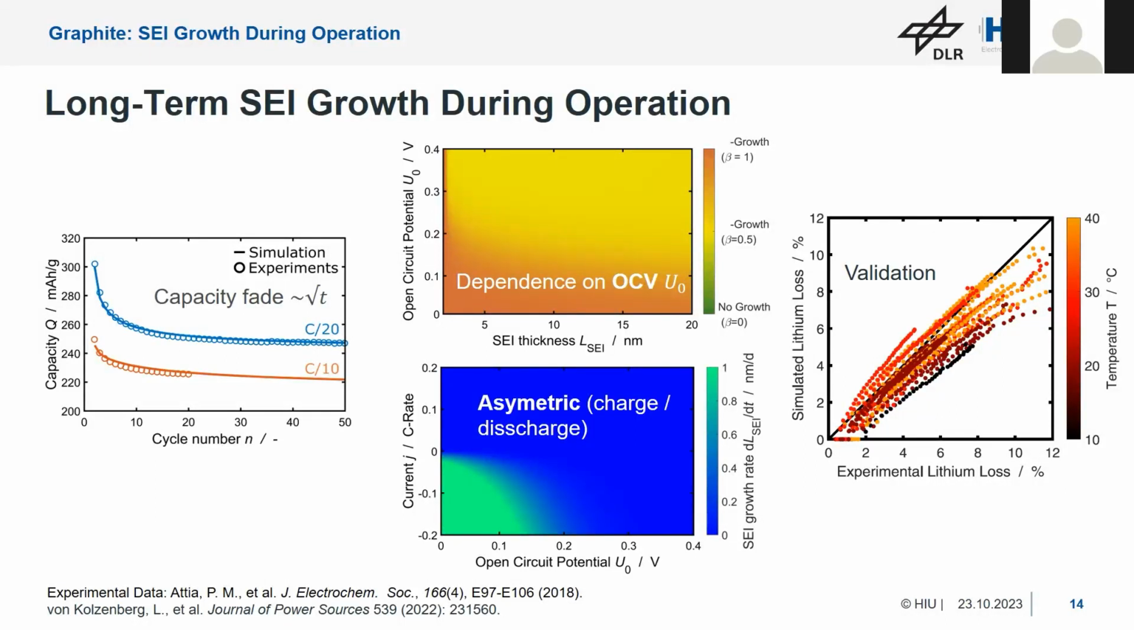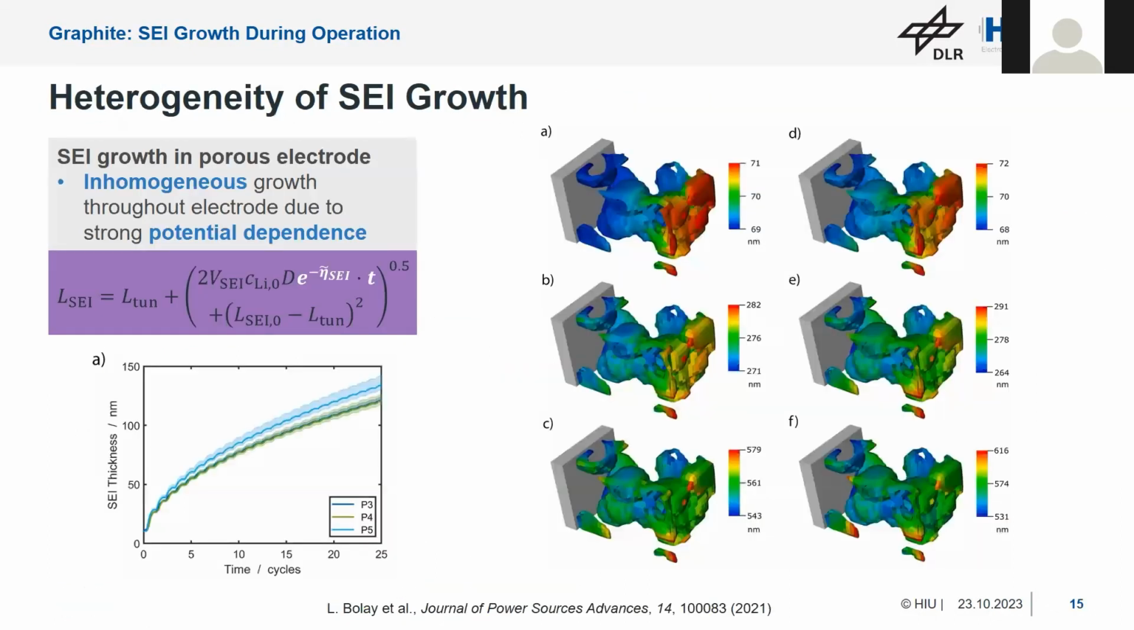But particularly at low voltages, we would see this linear regime. And then we validated this model with a lot of data in a collaboration with Mercedes. I don't have too much time to talk about this. If you want much more, you can ask my PhD student Lars von Kolzenberg, who is now working for Porsche, about all the details of this.